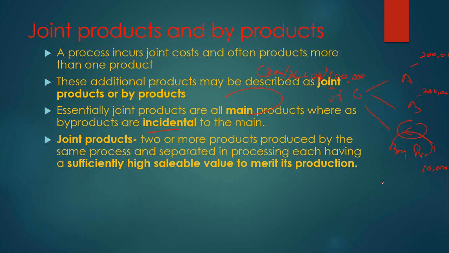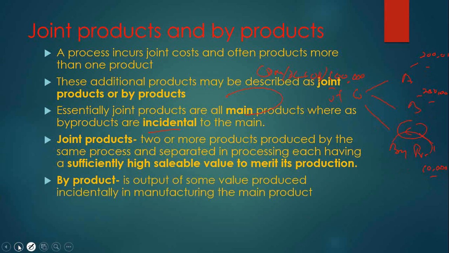Not a big one, right? Sufficiently high saleable value to merit its production. So A and B, you will produce because it's big production, 200, 250,000. But C is a side product, not a big product. You are not producing with the main idea of producing the byproduct. You are producing with the main idea of producing the two main products, but the byproduct comes as a side, 10,000. Yes. So that is what is happening.